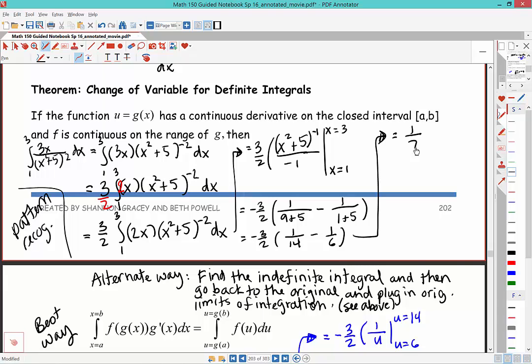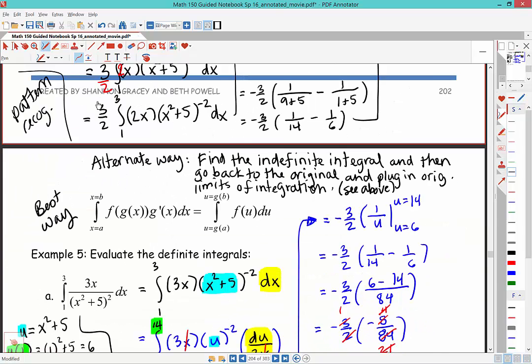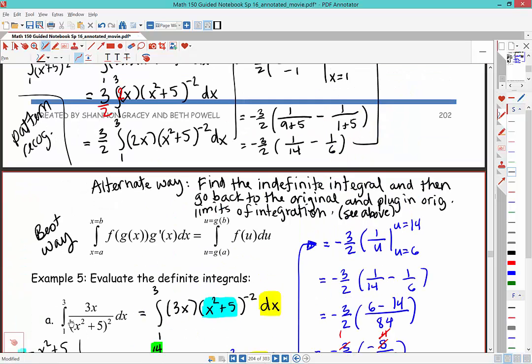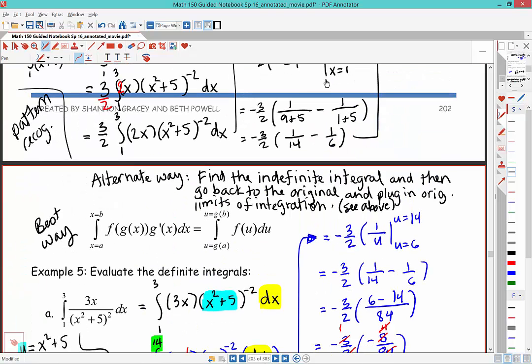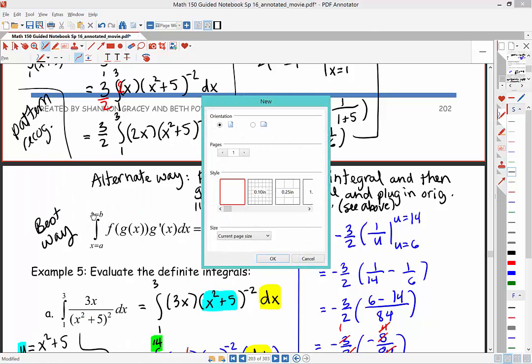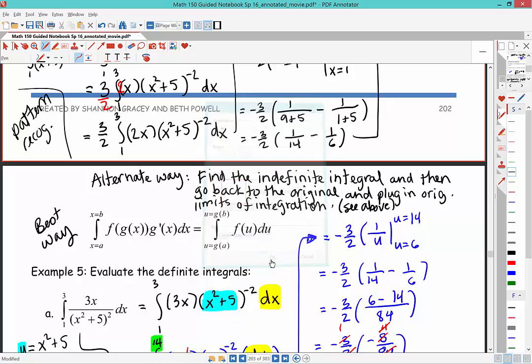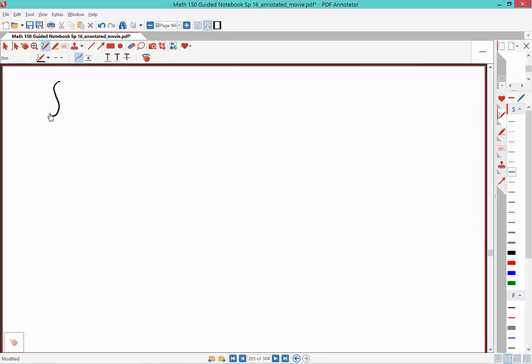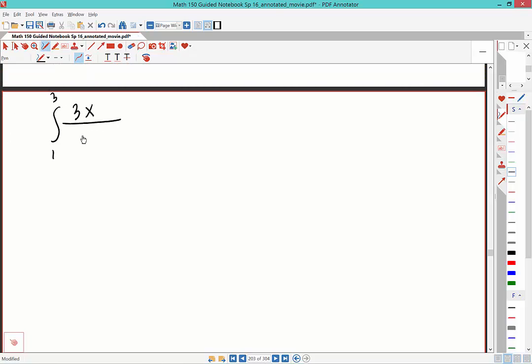Now, this alternate way, so that's the pattern recognition way, right? The alternate way would be to say, okay, I'm going to actually insert a page here. I'll just keep it the same. Okay, so you would, again, have this definite integral from 1 to 3 of 3x over x squared plus 5 to the negative 2 with respect to x.